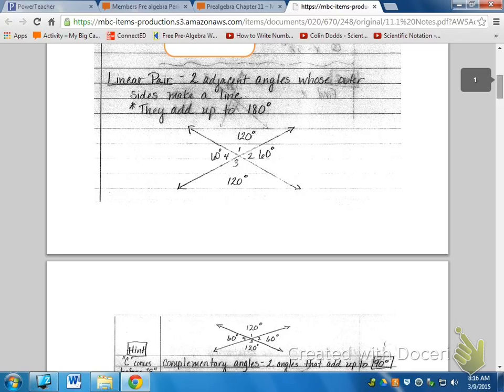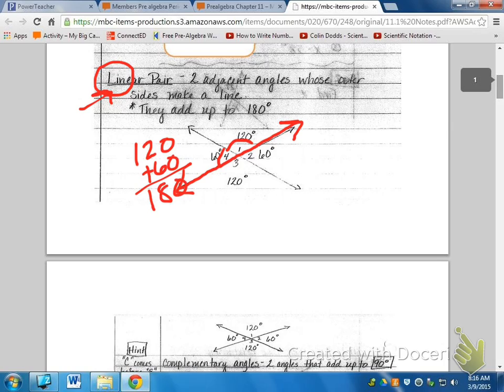Now, a special kind of pair of angles that are adjacent, they're called linear pair. Linear pair are two adjacent angles whose outer sides make up a line. And linear pair, do you see any word in the word linear that might help you out here? Line. And if you see a linear pair, their outsides are aligned, so angle 1 and angle 4 would be that adjacent linear pair. And look at their measurements. 120 plus 60, it's going to be 180 degrees. That's what makes them a linear pair.